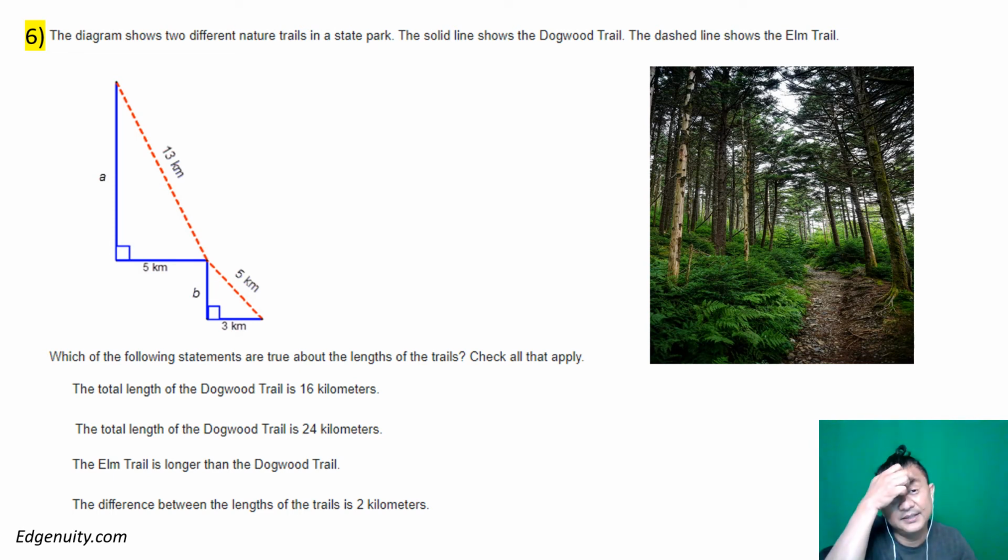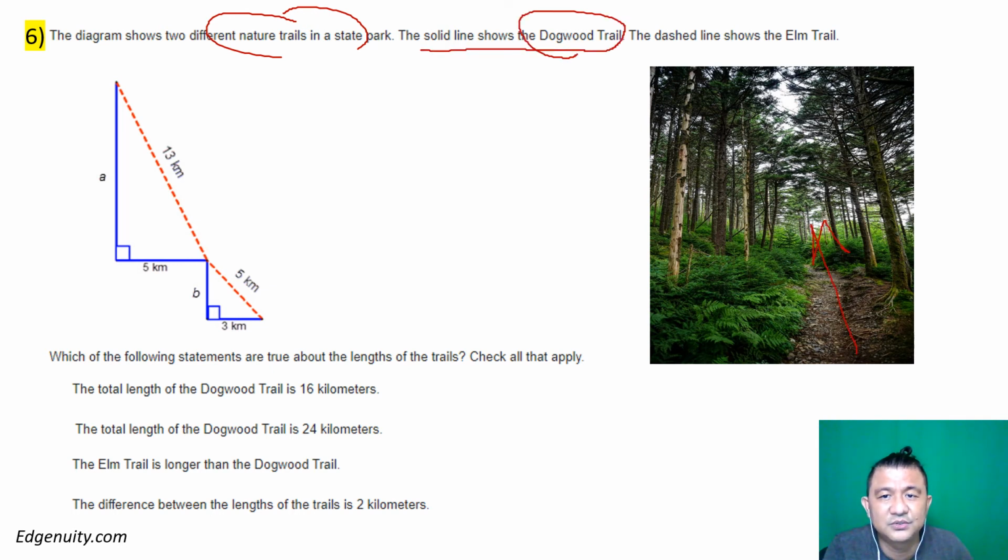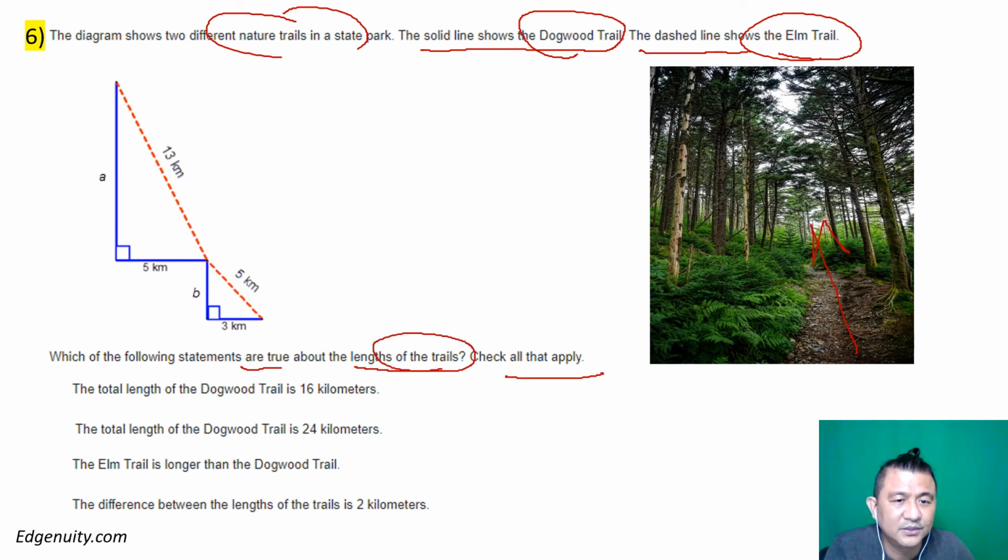Next, the diagram shows two different nature trails in a state park. You walk through trails, right? The solid line shows the dogwood trail. The dashed line shows the elm trail. Which of the following statements are true about the lengths of the trail? Check all that apply. So this one is given 5. This one is given 13. I see a missing A here and a missing B there.